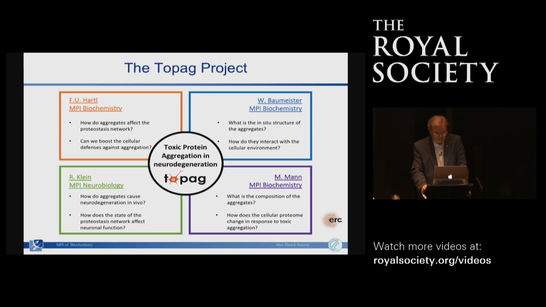In the last part of my talk, I will tell you about a collaborative project between three departments from our institute. Ulrich Hartl's group is interested in how aggregates affect the proteostasis network and how we can boost the cellular defense against aggregation. My colleague Matthias Mann, a proteomics expert, is interested in the composition of the aggregates and how the cellular proteome changes in response to toxic aggregation. Our interest is the in situ structure of the aggregates and how they interact with the cellular environment. That project is funded by an ERC Synergy grant.